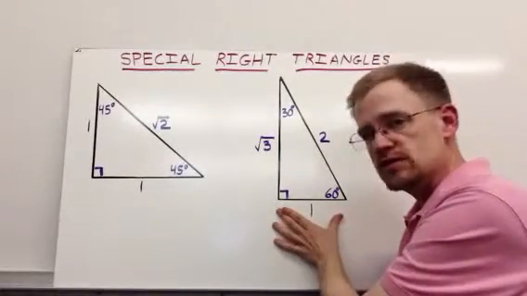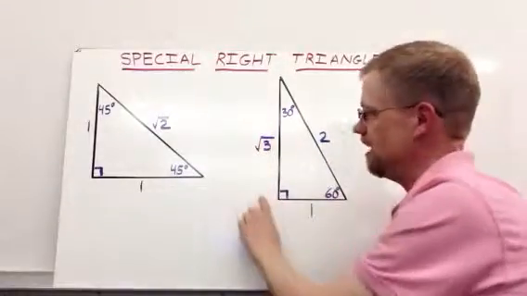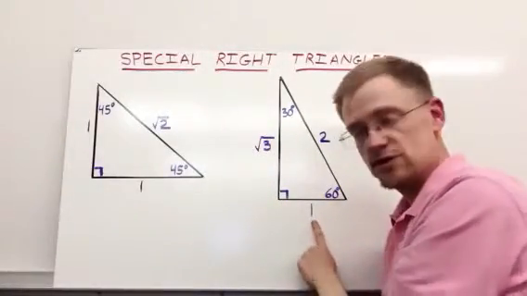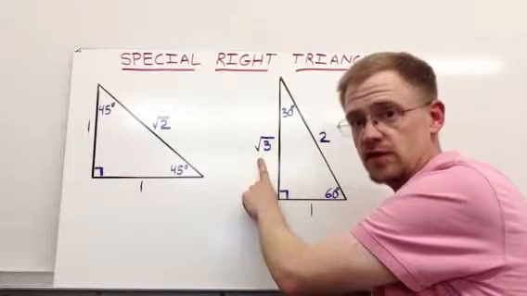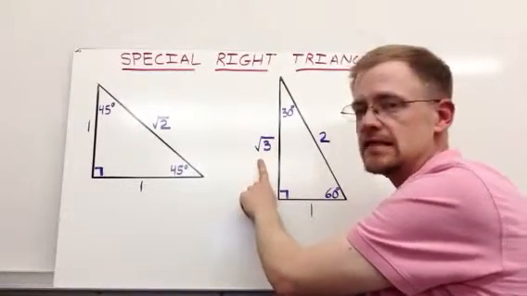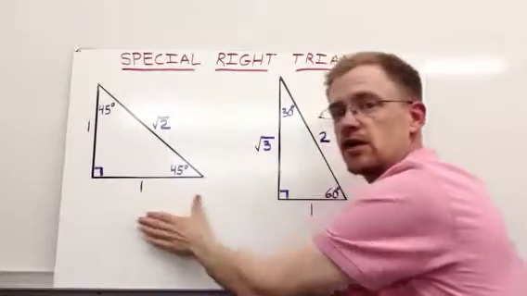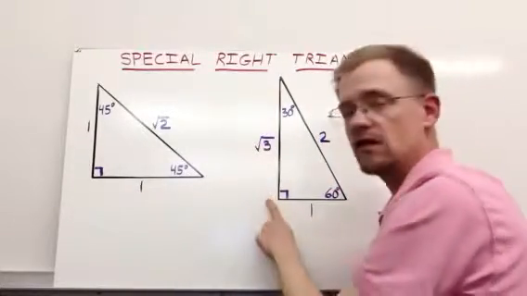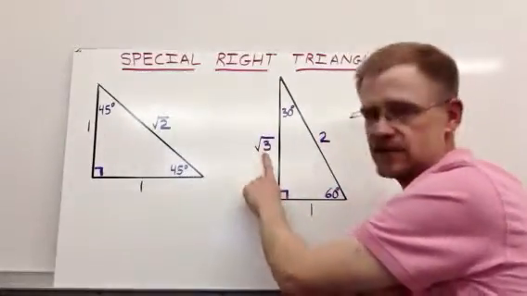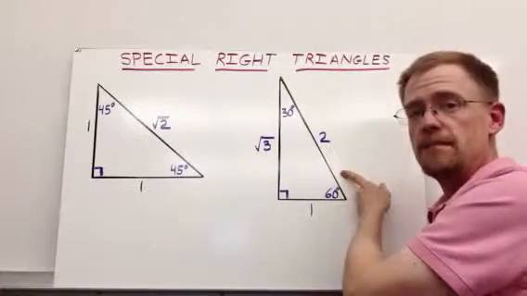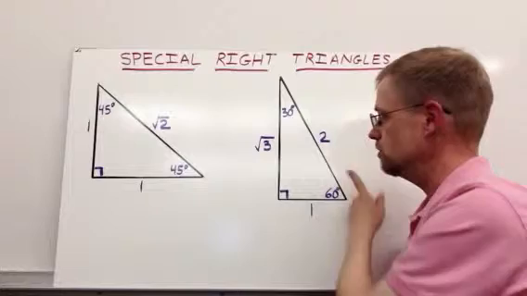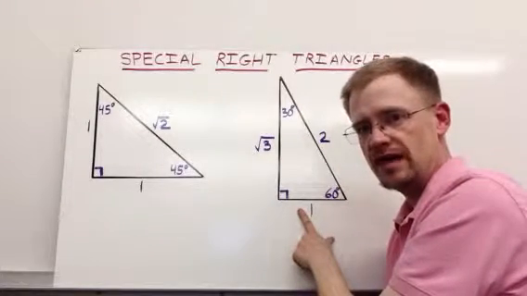Also, if we know the short side, the long leg is going to be whatever the short leg is times the square root of 3. Same concept as here, though. We can also work backwards. If we know the long leg, we can divide by the square root of 3 to find our short leg. If we know our hypotenuse, we can divide by 2 to find our short leg.